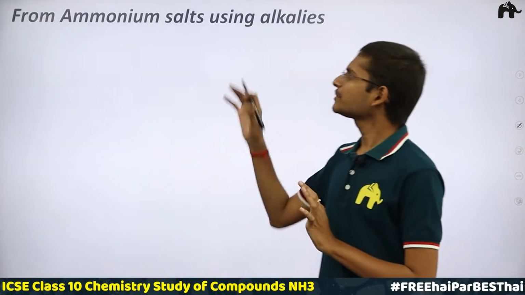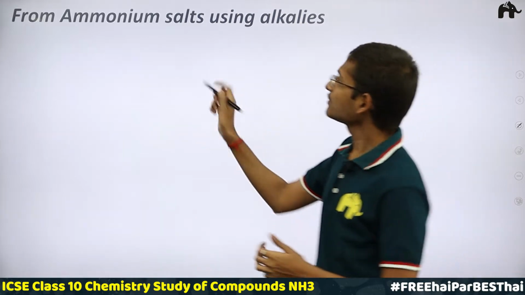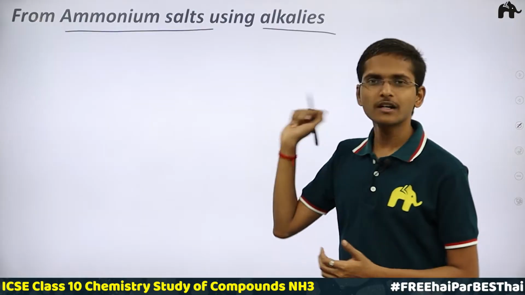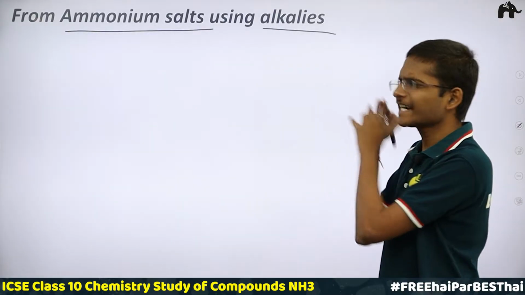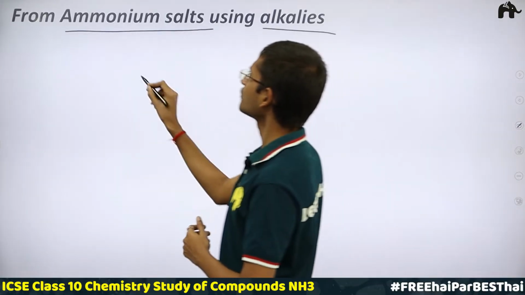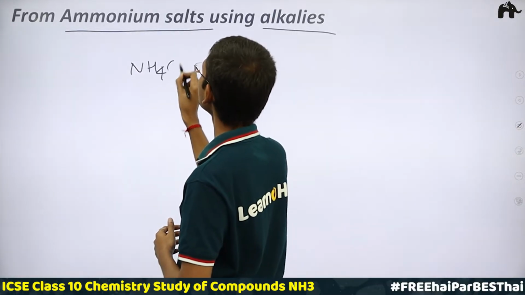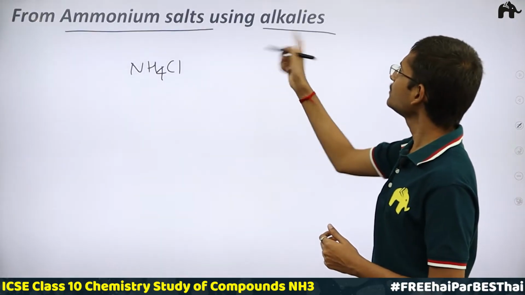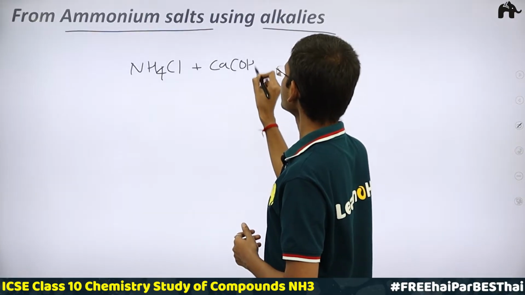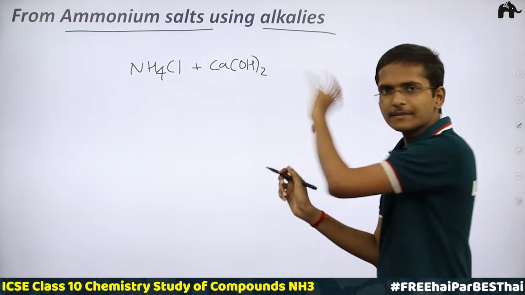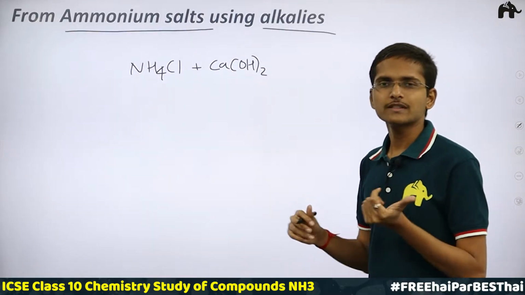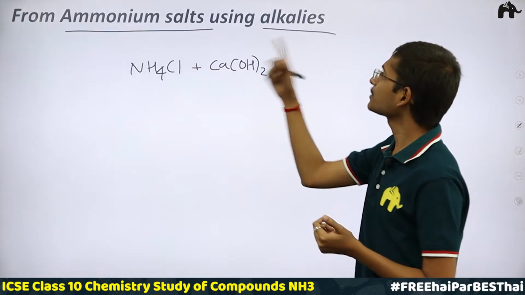Now let's see the preparation of ammonia gas from ammonium salts using alkalis. I have deliberately taken this method after the lab preparation because it is almost the same as the lab preparation. In the lab preparation also we used an ammonium salt. Which is the ammonium salt? Ammonium chloride, right? And we also used an alkali, calcium hydroxide, correct? So here also the same type of preparation is in your syllabus, but I will tell you a few more things about the use of ammonium salts for preparation of ammonia.